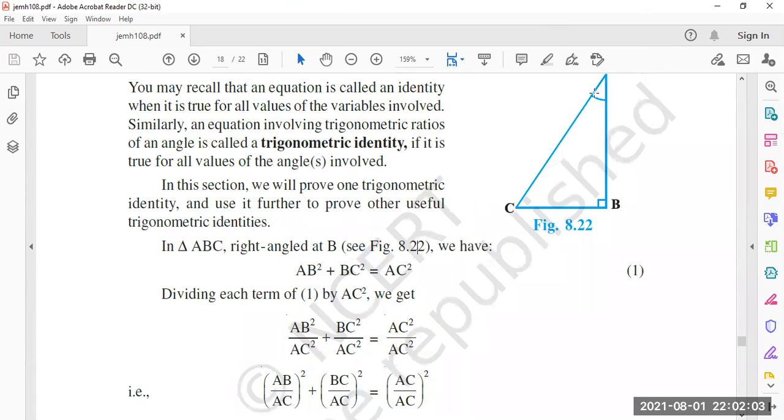Let's have a look at this triangle ABC, right angle at B, and angle C is here, and angle A is on top. Now, in triangle ABC, right angle at B, we have AB square plus BC square is equal to AC square. This is Pythagoras theorem. As per Pythagoras theorem, this is the equation we get: the sum of squares of the perpendiculars is equal to the hypotenuse square.